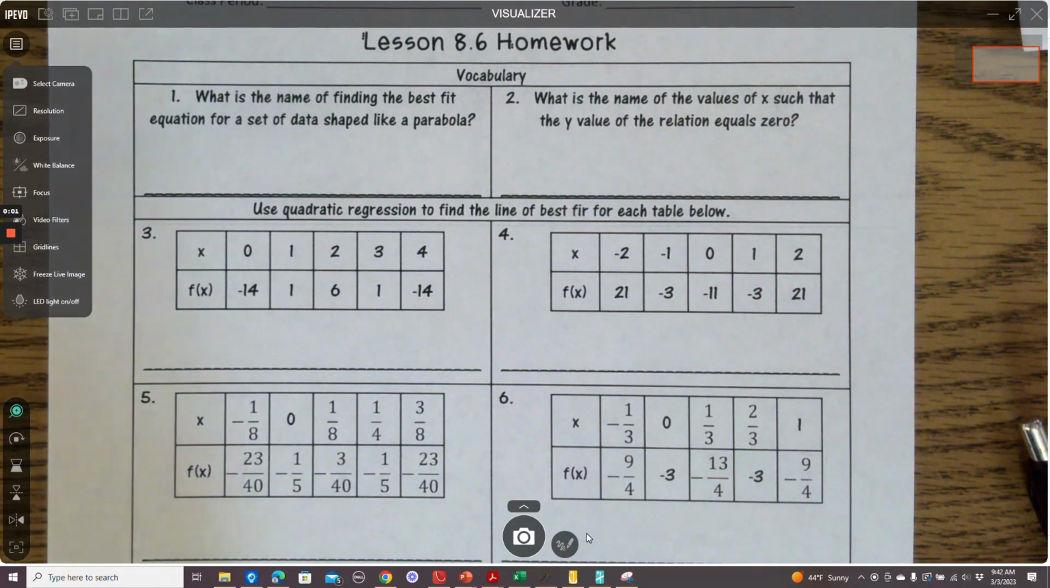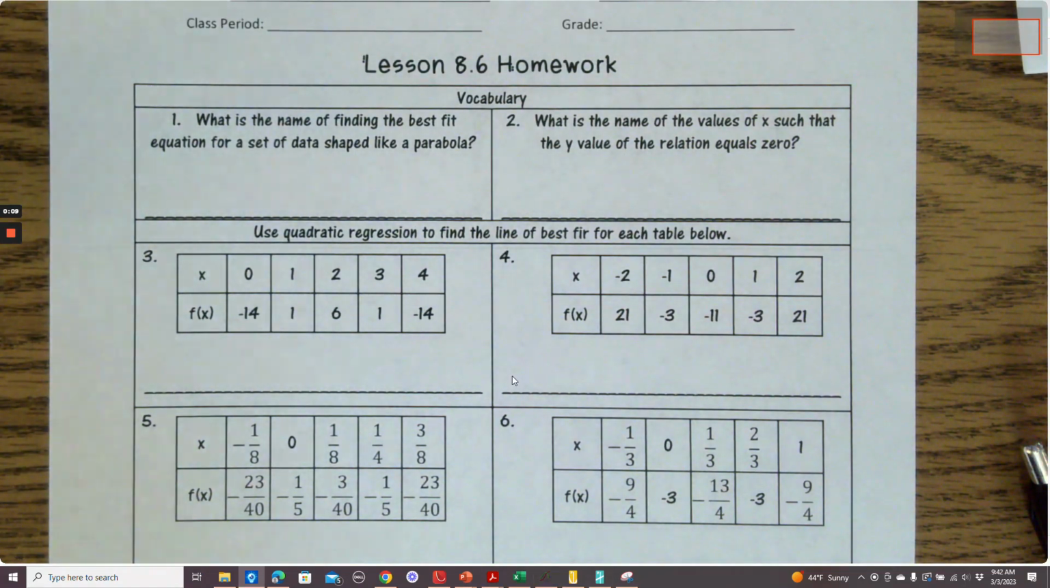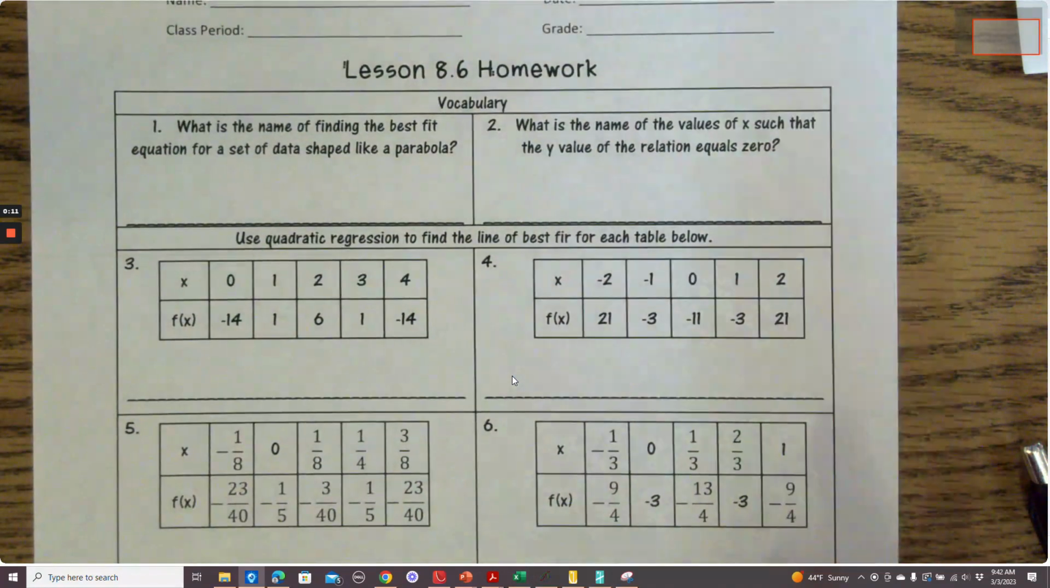This video is for the lesson 8.6 homework. We're doing quadratic regression today. So we did this when we did linear functions, straight lines. We can do it with quadratics too.